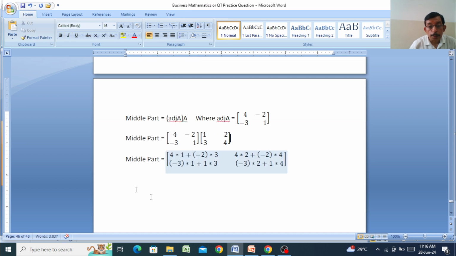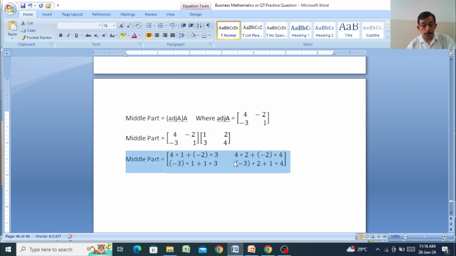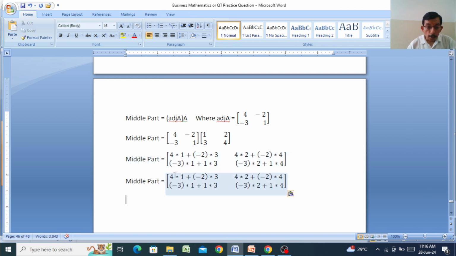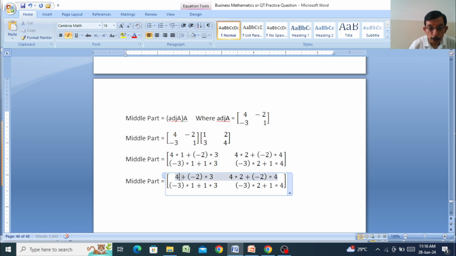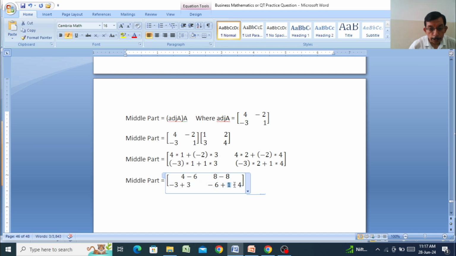Now we simplify the multiplication in the next step. 4 times 1 is 4, write down 4 in the same place. 2 times 3 is 6, write down minus 6 in the same place. 4 times 2 is 8, note down 8. 4 times 2 is 8, note down minus 8. 3 times 1 is 3, minus 3. 3 times 1 is 3, note down plus 3. 3 times 2 is 6, note down minus 6. 4 times 1 is 4, note down 4 in the same place.